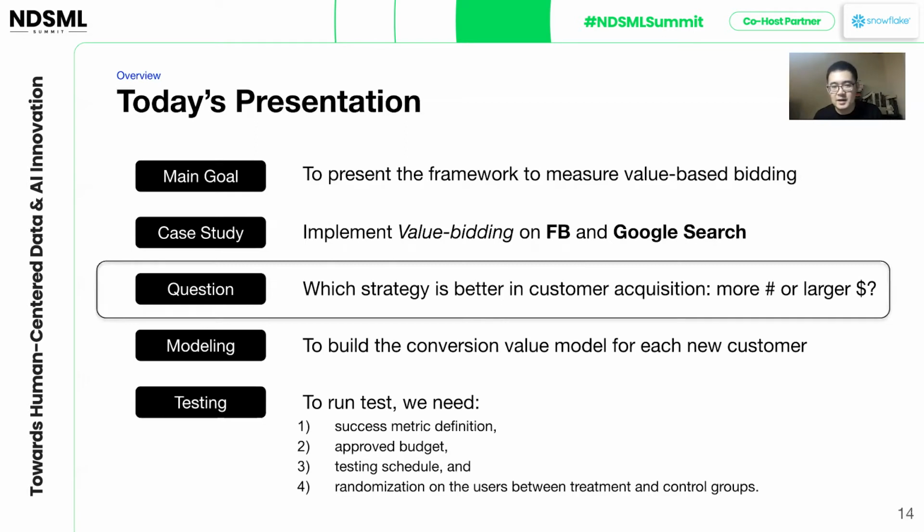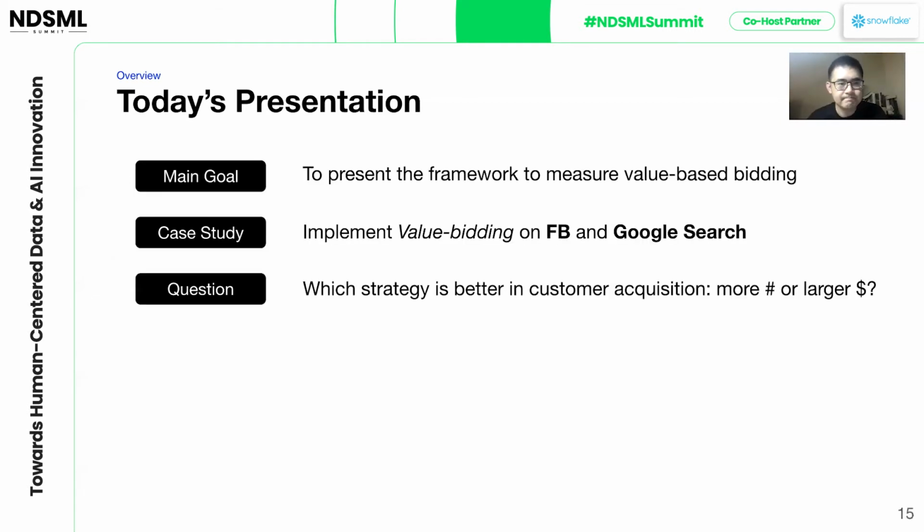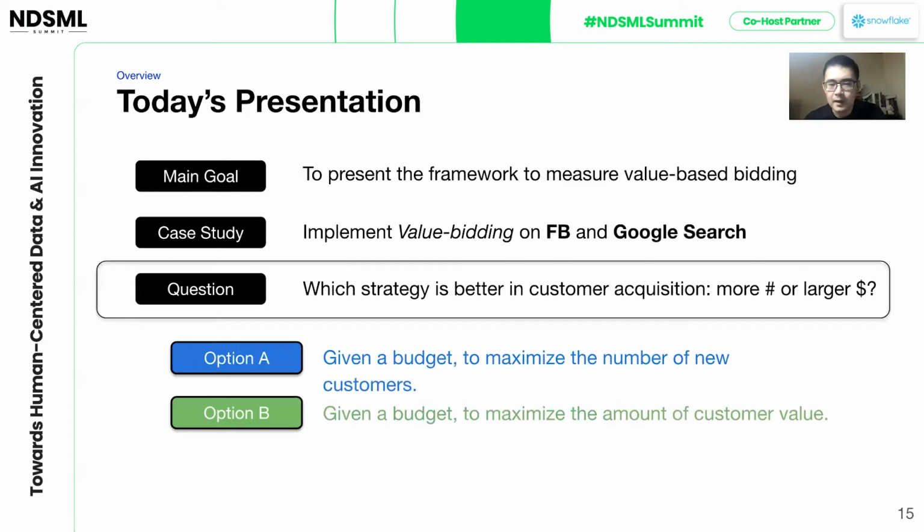However, let's go back to the question, more conversions versus more dollar value. That's the key question we focus on. Okay, let's compare the two options. The first option is, given a budget, let's say $1 million, we want to maximize the number of new customers, versus given the same budget, we want to maximize the dollar amount of the user value, 3 months revenue in this case.